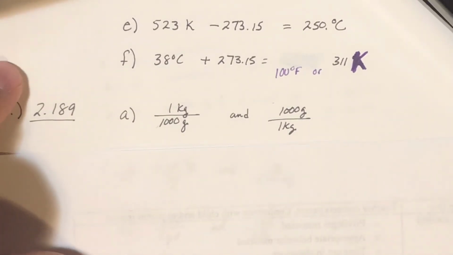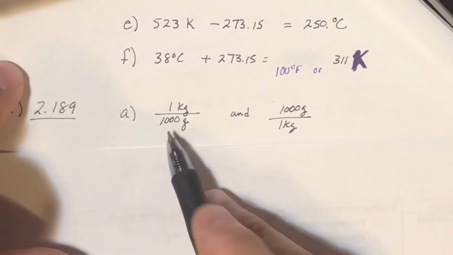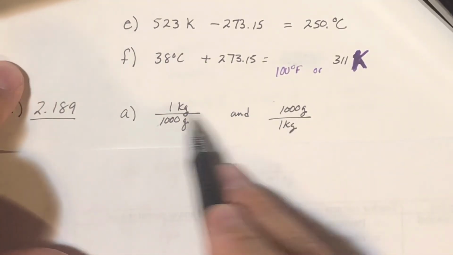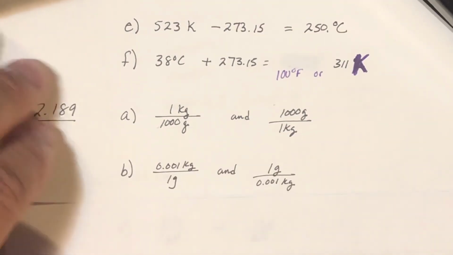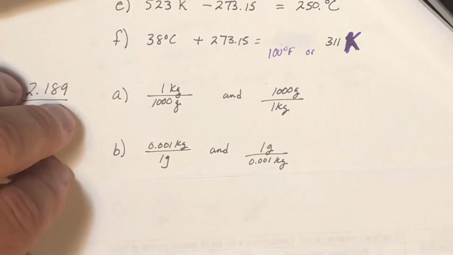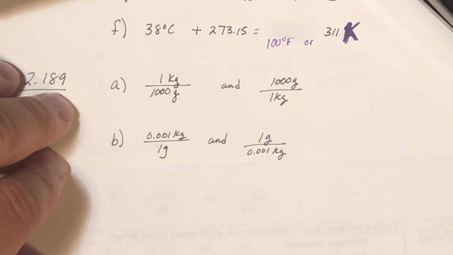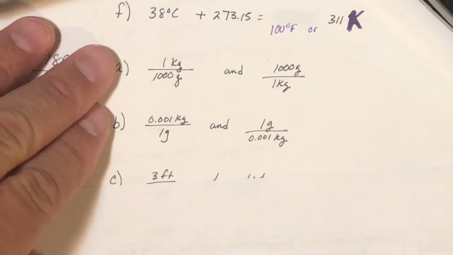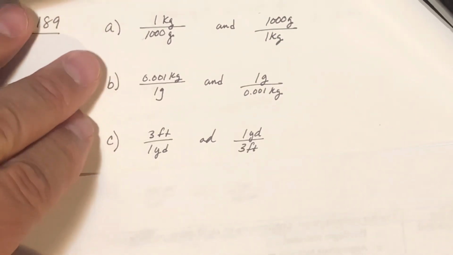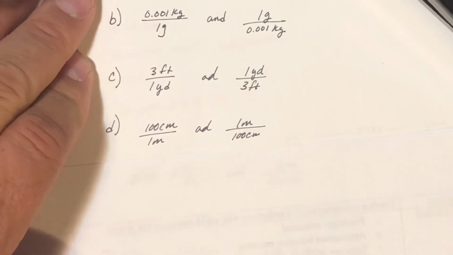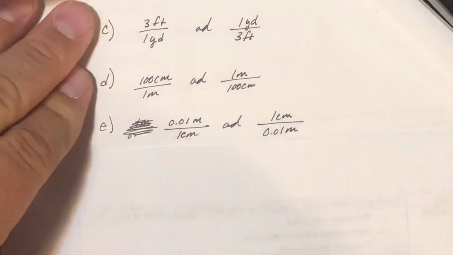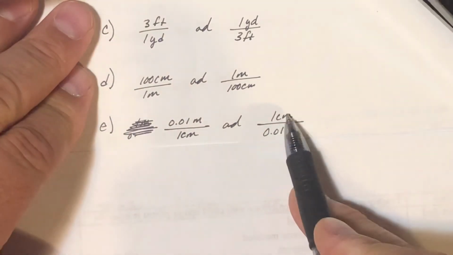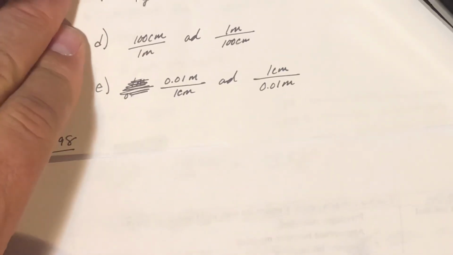Number 9. So these are the two conversions that are equal to one another. These are the two ways we would use those. We could use these as well. Okay, grams to kilograms. 3 feet to a yard, or 1 yard to 3 feet. 100 centimeters is equal to 1 meter, or 1 meter is equal to 100 centimeters. Okay. 0.01 meters is equal to 1 centimeter, or 1 centimeter is equal to 0.01 meters. All right.